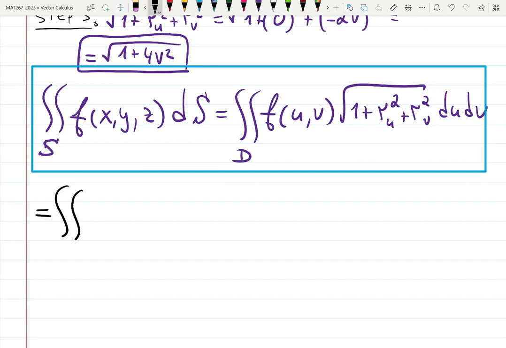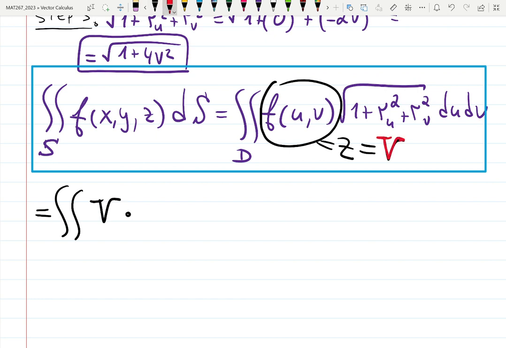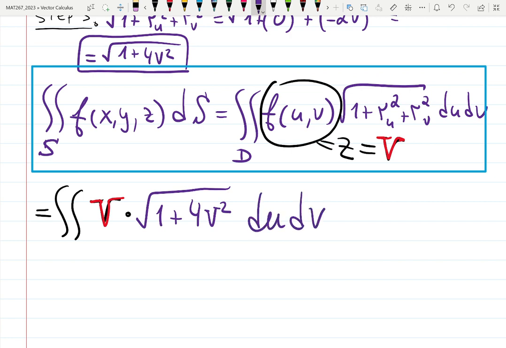Equals double integral. Okay, f. Did we ever find f? We forgot to find f. It was given as z, so we can keep it as z, but we decided to rename it to v. So let's have v. Let's put it in a different color so you can recognize it later. This is the v, right? Then we have the square root. Let's also put it in a different color, purple, to be consistent: 1 plus 4v squared, du dv. And now we just need to figure out what is happening with those u and v.